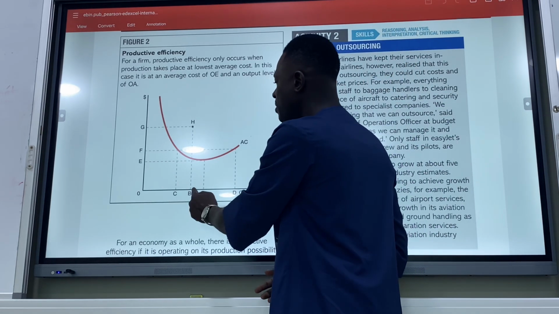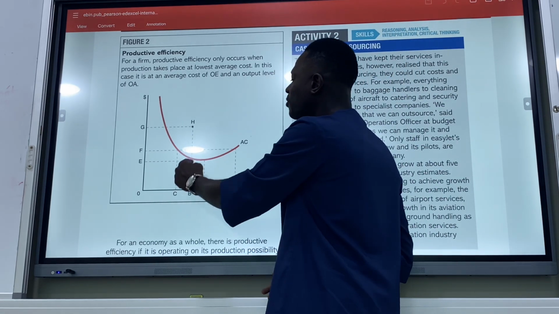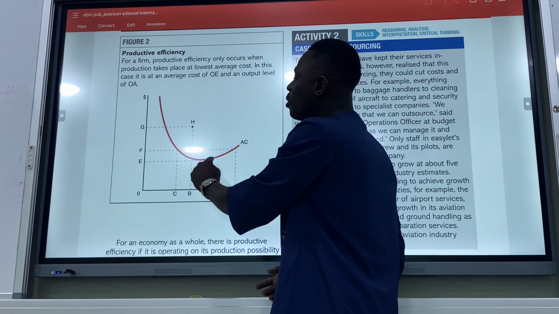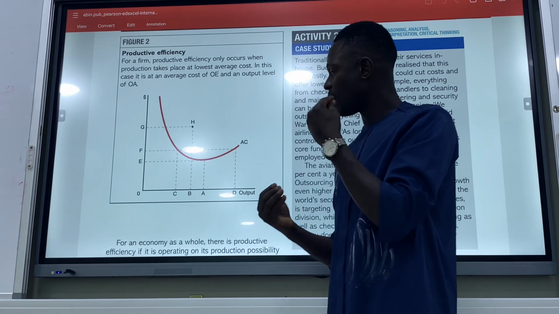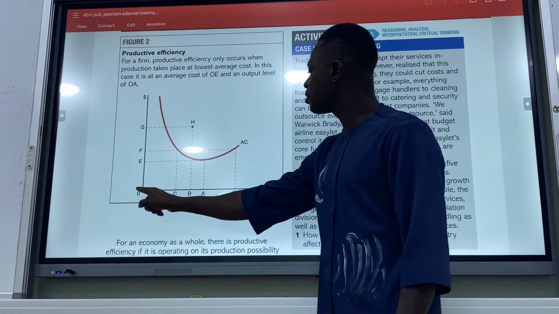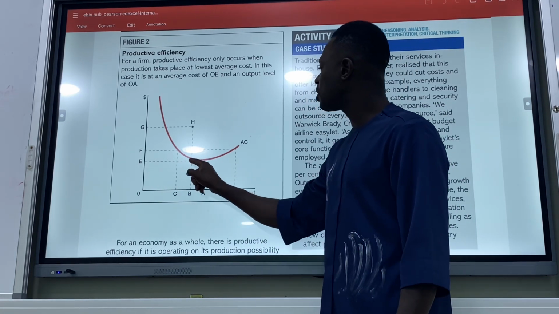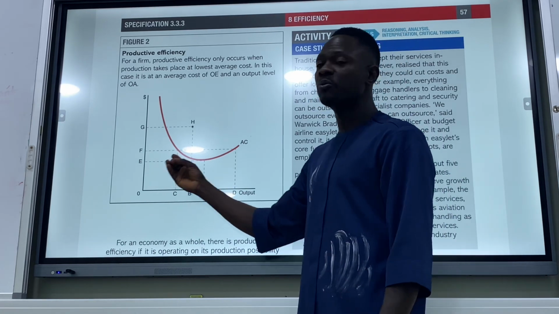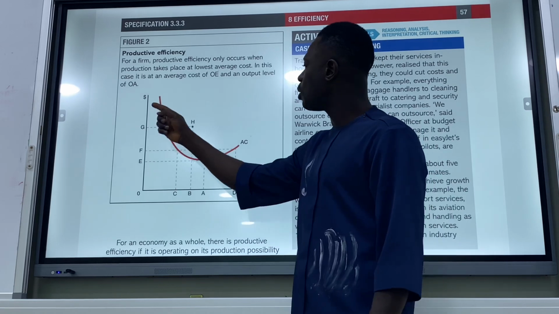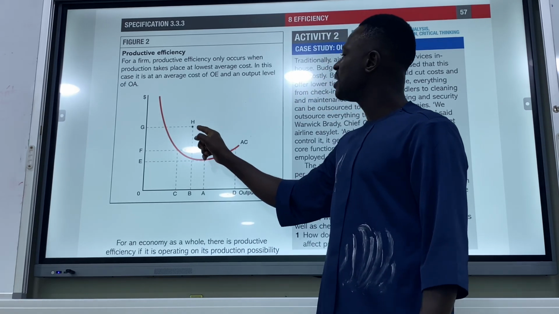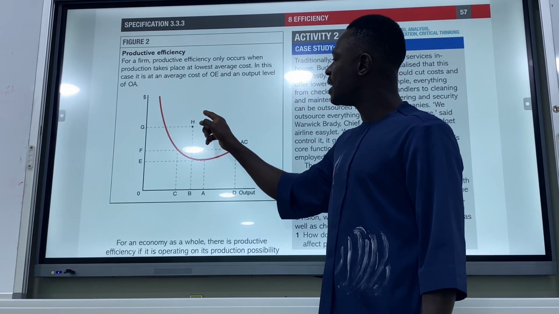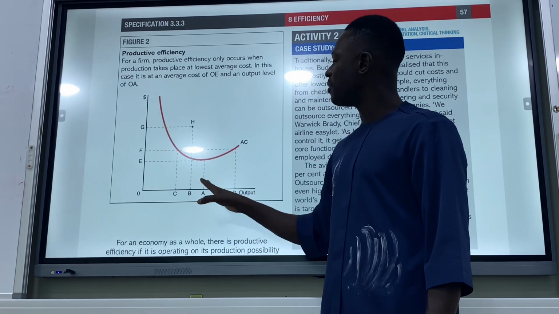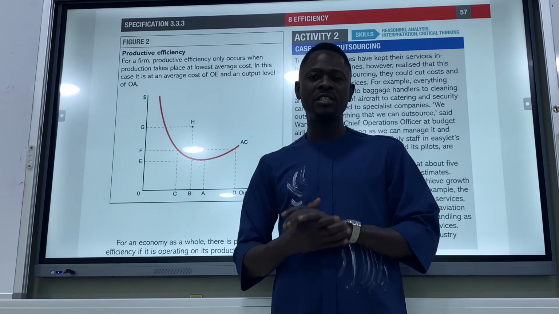Producing at OB means you are producing slightly above what is achievable in terms of output and in terms of cost, because producing at OB means your cost of production is increasing. Producing at OC means you are producing lower than what you are supposed to produce within the economy. And producing at point H means the economy or the firm is having a higher cost of production at G, which is production inefficient. So this is about productive efficiency. Thank you.